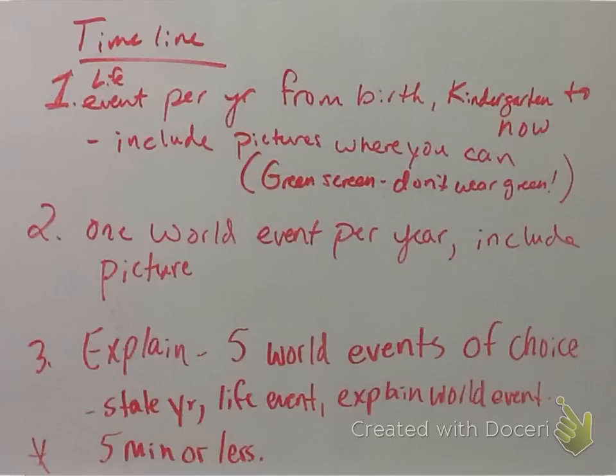You have two options. The first option is to create a timeline of your life, where you have one event per year from your birth, and then the next year you'd cover is from kindergarten, and then every single school year up till now. You need to include pictures wherever you can. So if you have a picture of you the day you were born, or a picture of you in your kindergarten class, or some other event from that year, include it in your timeline.